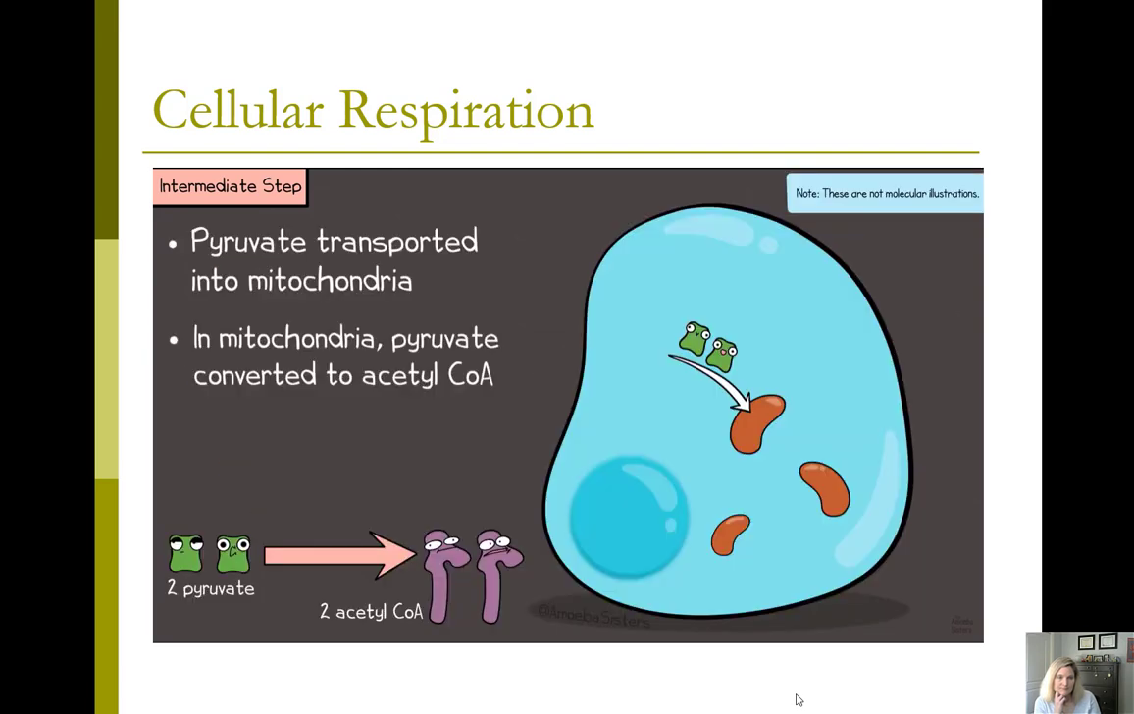In the mitochondria, pyruvate is oxidized. The 2 pyruvate are converted to 2 acetyl-CoA, which will be used by the next step. Carbon dioxide is released and 2 NADH are produced.